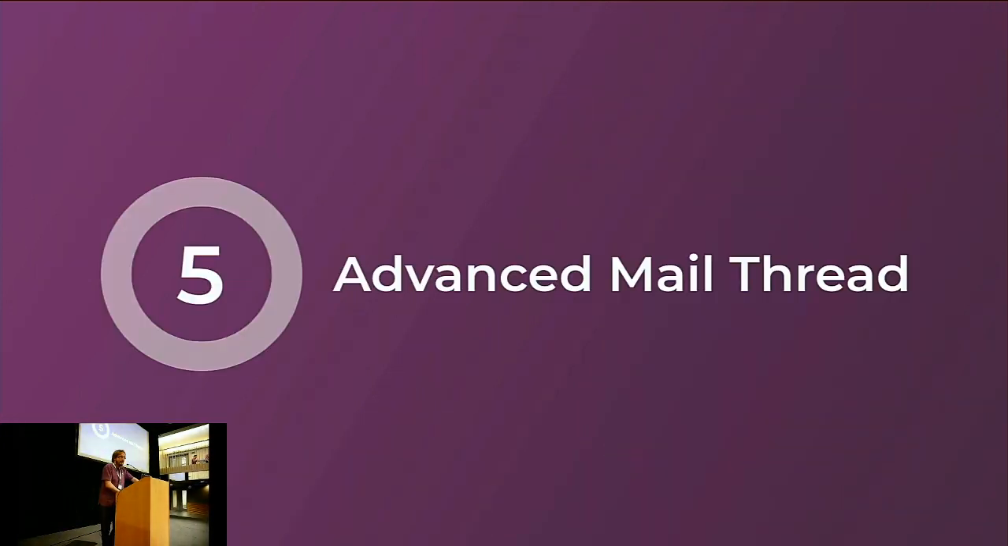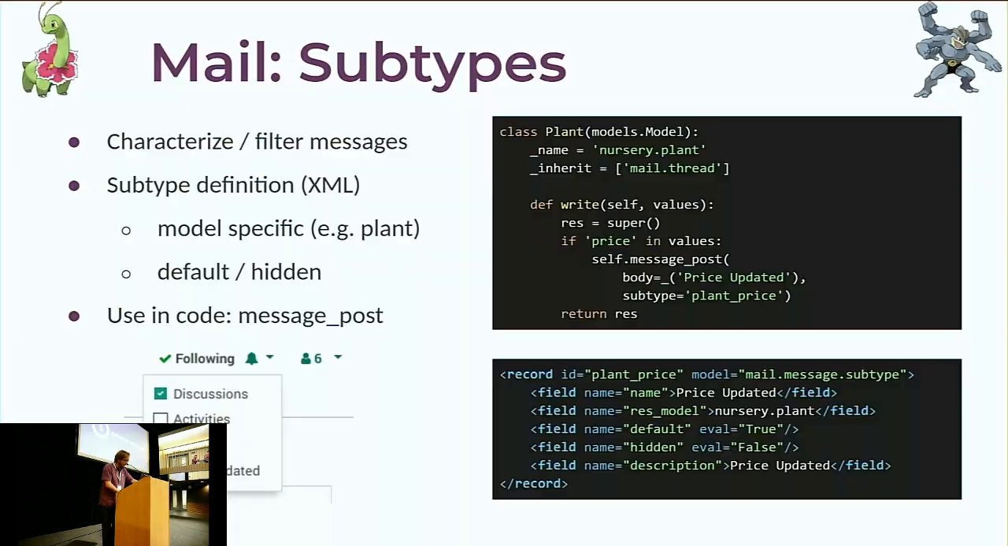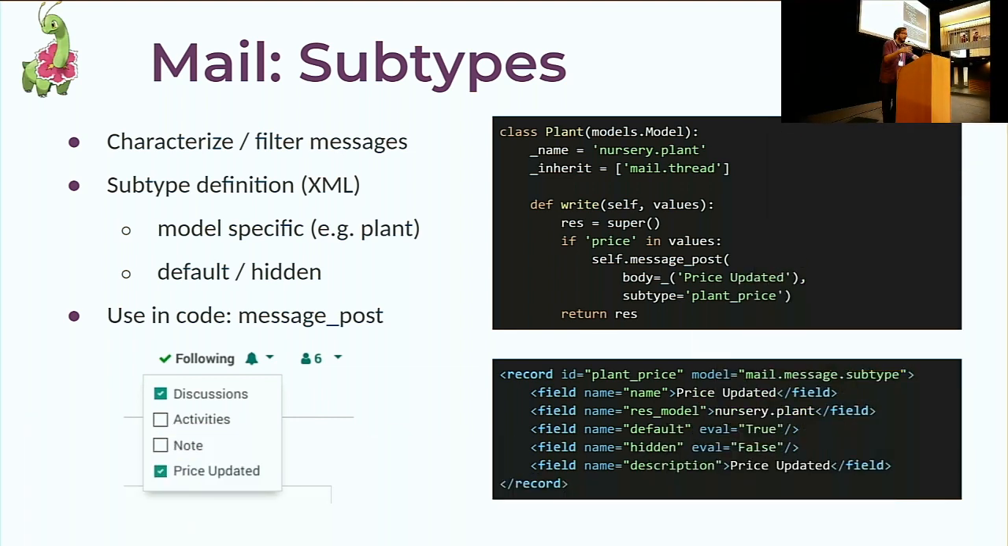I have a few minutes left, so I will give you some hints of advanced mail thread features. I won't go into details because I will lose every one of you, and you will probably throw stuff at me. Just some bits of information, and if you're interested, go into the code and try to play with it. First one are the subtypes.